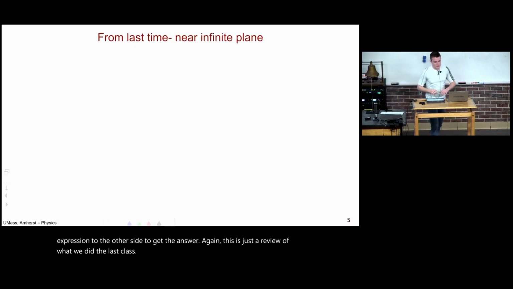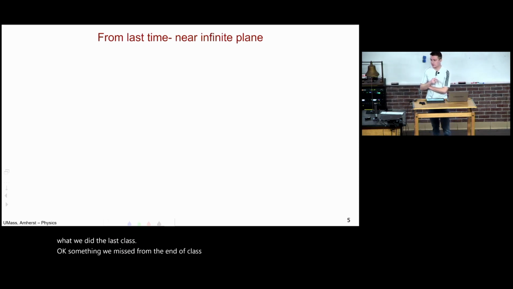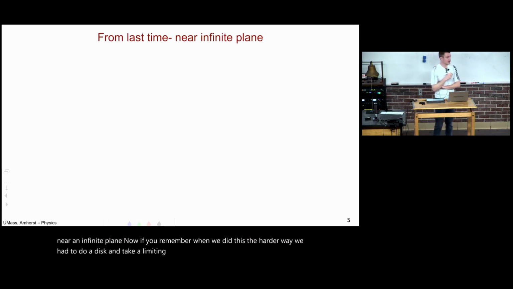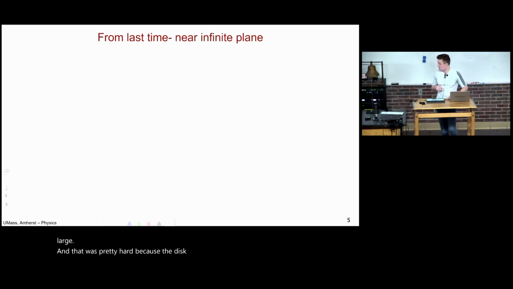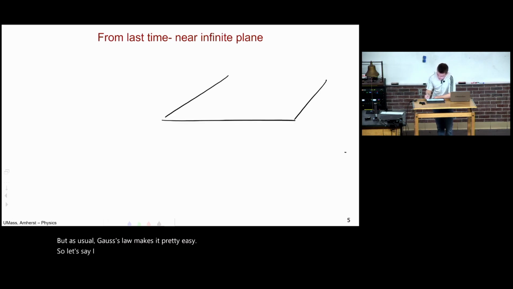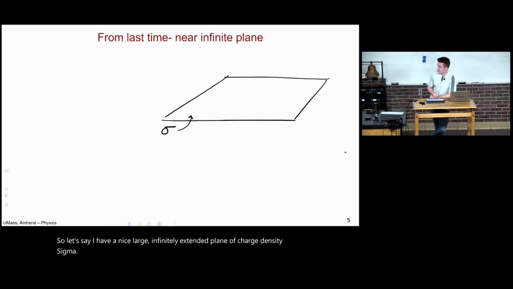Okay. Something we missed from the end of class last time was the electric field near an infinite plane. Now, if you remember, when we did this the harder way, we had to do a disk and take a limiting case of the size of the disk being very large. And that was pretty hard because the disk is really hard. But as usual, Gauss's law makes it pretty easy. So let's say I have a nice, large, infinitely extended plane of charge density sigma. Okay, again, that's charge per unit area on the plane.